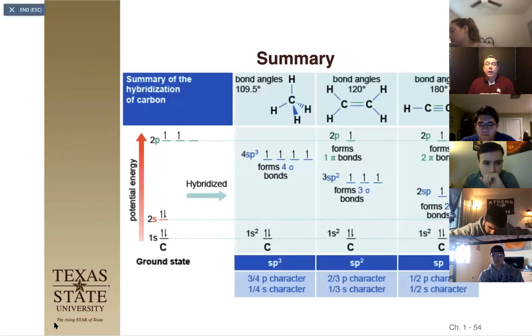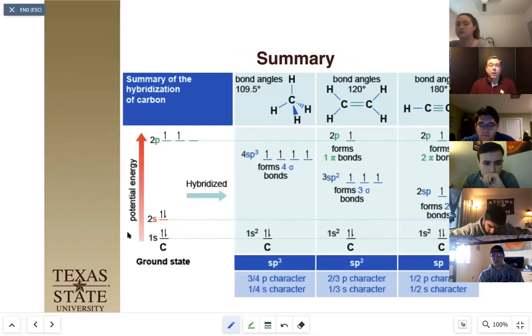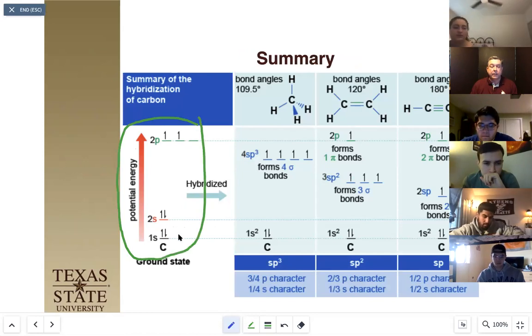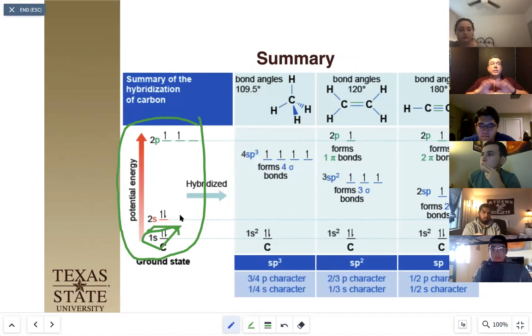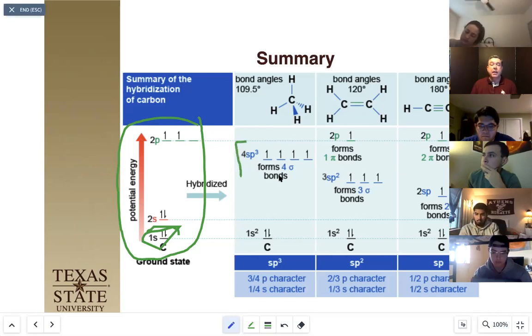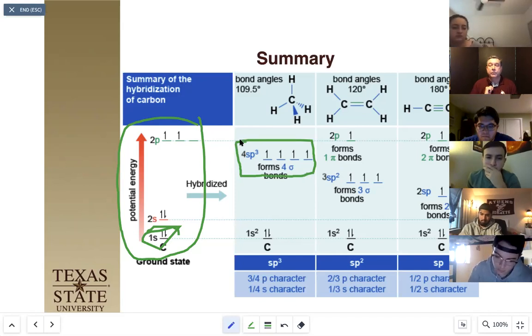Okay, so what does that look like? Let's summarize that. When we start with our ground state here, we have 4 valence electrons. These are our core electrons, we don't care about those. So we have 1, 2, 3, 4 valence electrons. To spread them out evenly over the entire system, the first thing we can do is make them all the same and form 4 equal orbitals.